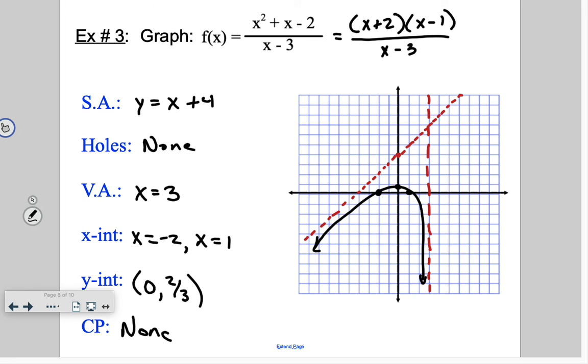That tells me we're way up here, which means the other part of the graph must be kind of sandwiched in there. There's the rest of it right there.